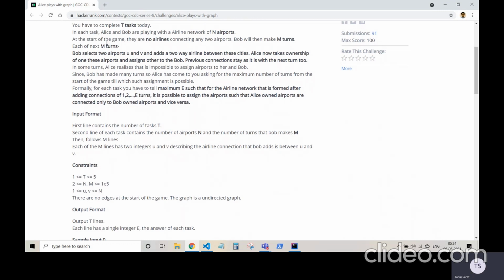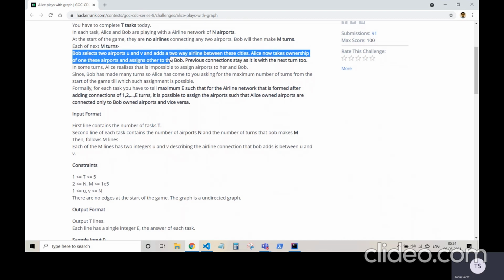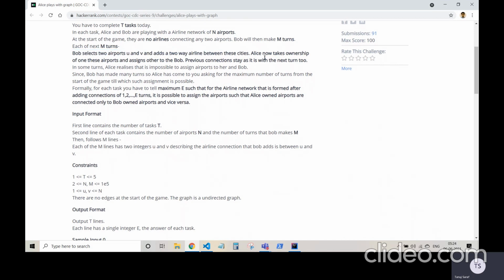Okay, so we are given T tasks, and in each task, Alice and Bob are playing a game with an airline network of N airports. At the start of the game, we do not have any airlines connecting any two airports. Bob will then make M turns. In each of the next M turns, Bob selects two airports U and V and adds a two-way airline between these cities. Now Alice takes ownership of one of these airports and assigns the other one to Bob. Previous connections stay as they are with the next turn too.